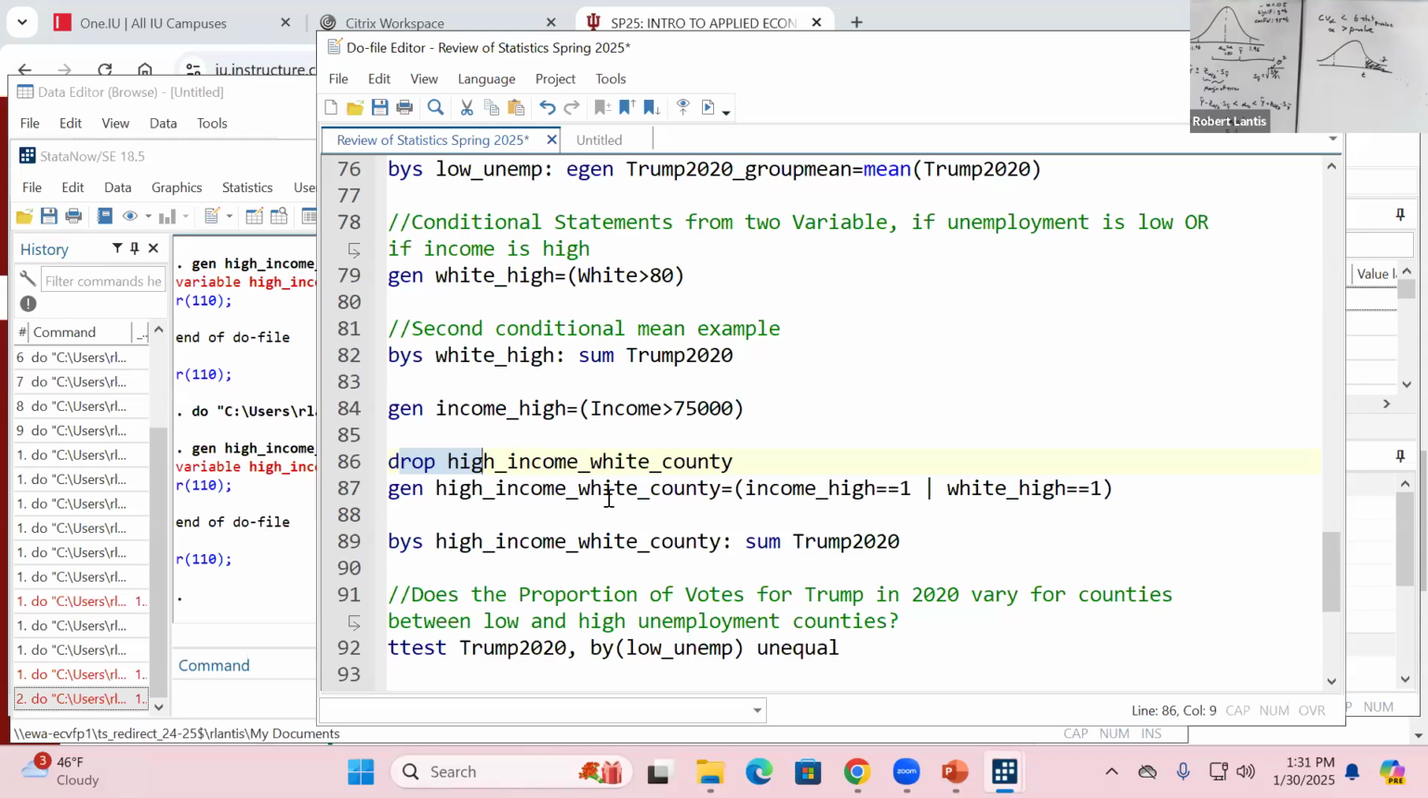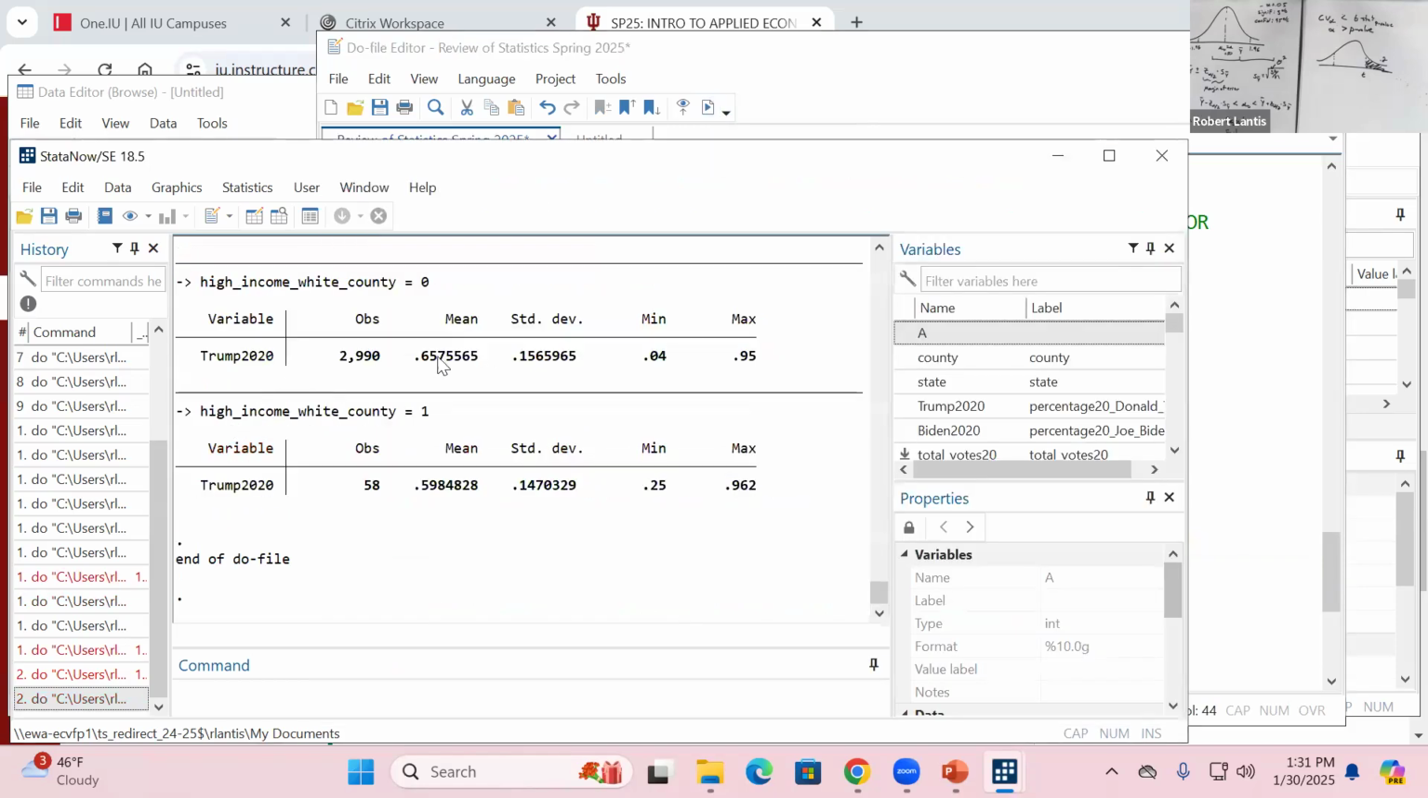So I've got this high income, high white population county. Once again, I can summarize this and see there's a pretty stark difference in the proportion of people voting for Trump in high income, high white population counties versus those that aren't, right? Might go against what you actually thought might be the case. High income, high white population, actually a little bit lower likelihood of voting for Trump in 2020.